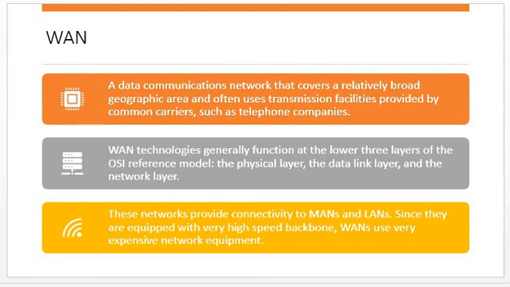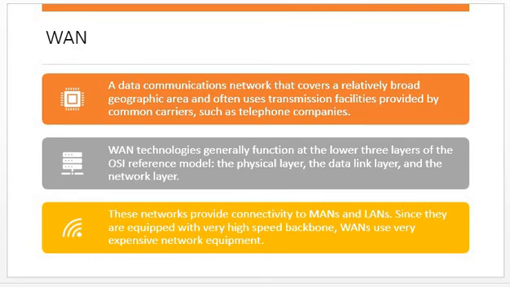being connected together. It generally functions at the lower 3 layers of the OSI reference model, which are the physical layer, the data link, and the network layer. And this wide area network provides connectivity to the metropolitan area network and the LANs.